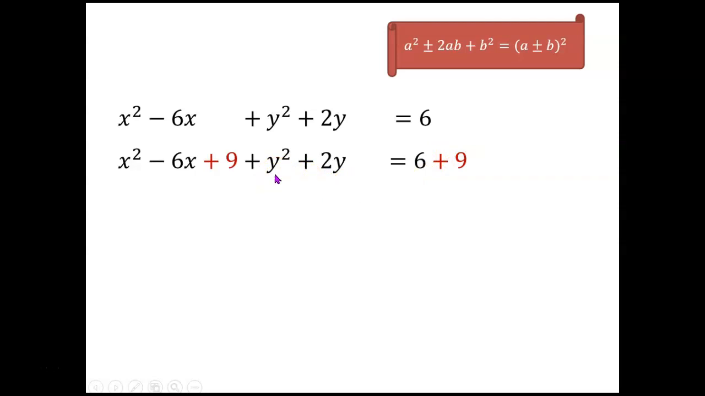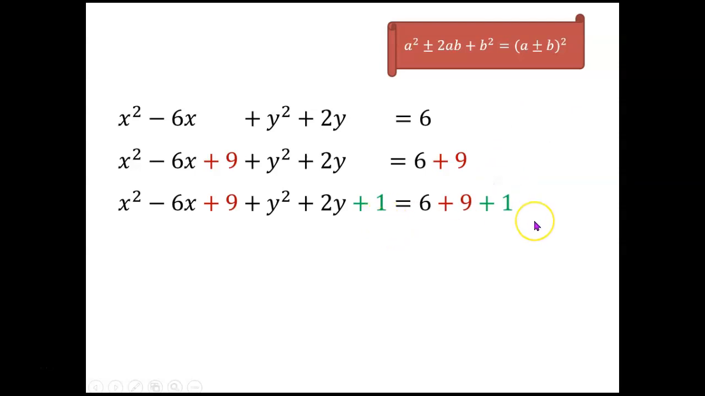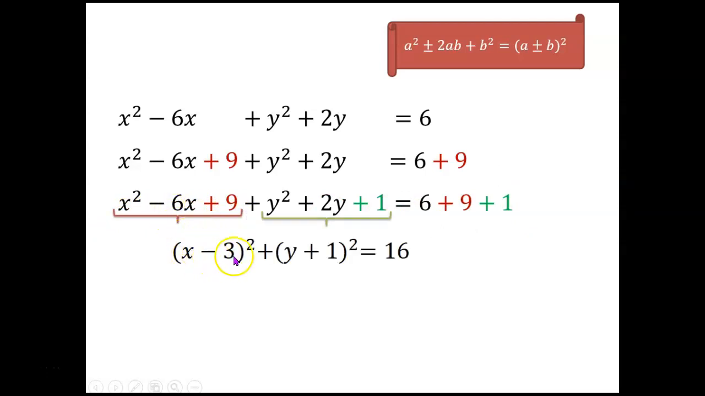Now look at the y's. We got y squared plus 2y plus, to complete the square here, what do I add? Look at the coefficient on y, take half of that and square it. Half of 2 would be 1, 1 squared would be 1, add 1 to both sides. So now the x squared minus 6x plus 9 factors into x minus 3, the quantity squared. And the y squared plus 2y plus 1 factors into y plus 1 squared. And over here we had a 6 plus a 9 plus a 1, which adds up to 16.